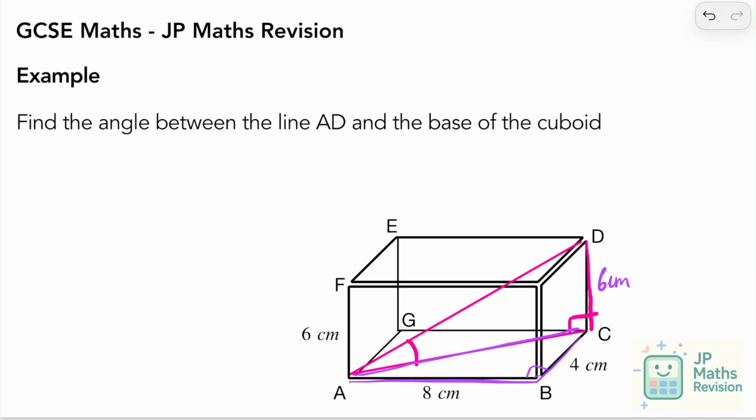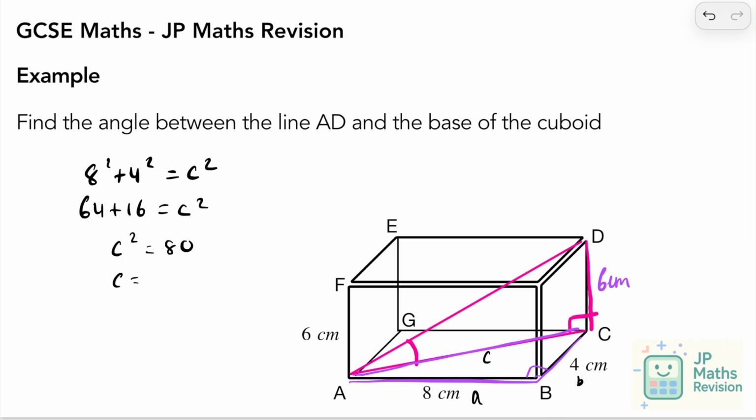So if I start off by working out AC, I could label this side A, this side B, and this side C. So I could say that 8 squared plus 4 squared equals C squared. So 64 plus 16 equals C squared. So C squared equals 80, and C is therefore the square root of 80. So therefore we have that A to C is the square root of 80.